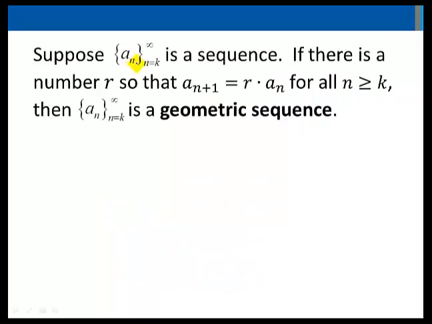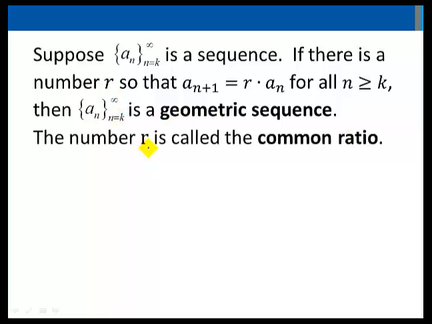Next, suppose the set of a sub n from n equals k to infinity is a sequence. If there is a number r so that a sub n plus 1 equals r times a sub n for all n greater than or equal to k, then the set of a sub n from n equals k to infinity is a geometric sequence. The number r is called the common ratio. So in this example, we have 1, 1/2, 1/4, 1/8. This is a geometric sequence, and notice that as we go from each term to the next, we multiply by 1/2. So here the common ratio r is equal to 1/2.